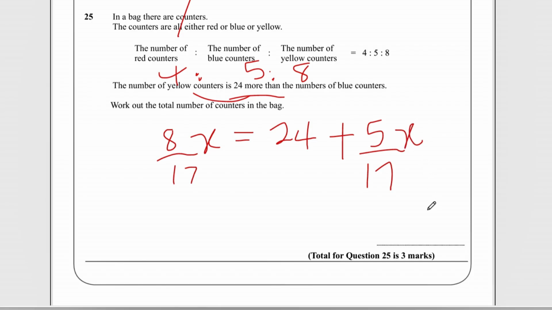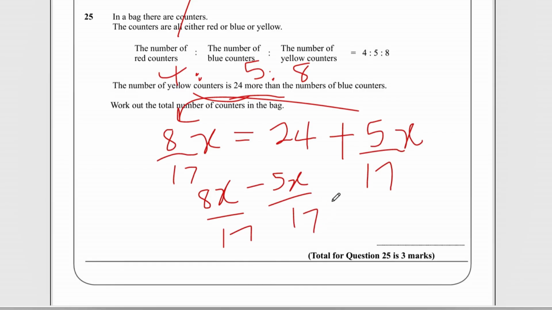I hope you understand. If you didn't get it, you can just take back the video a little bit and watch again. Remember, what we did was the number for yellow was 8, the total ratio is 17, and let's say the total is X. This is equal to 24 more than, which is addition, the number of blue, and blue is 5 over 17 X. So now you collect like terms as well. This is 8X over 17. When plus 5 over 17 X goes there, it becomes negative. Minus 5X over 17 is equal to 24.